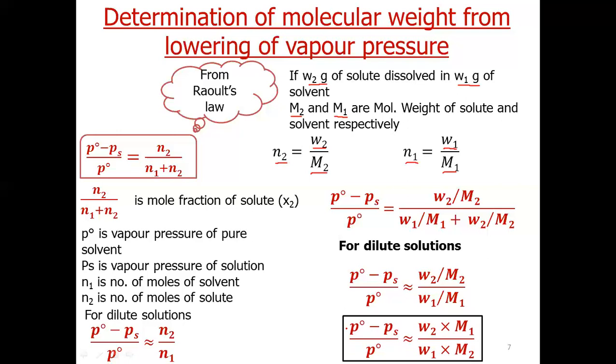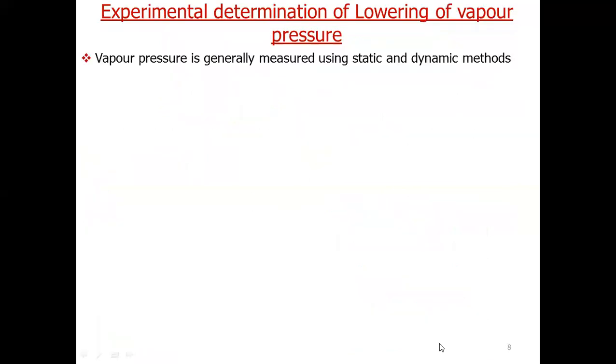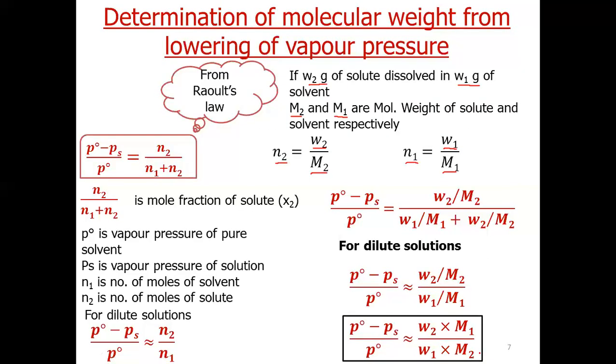So we can also write this. We can just rearrange it to (P naught minus Ps) by P naught is approximately equal to W2 into M1. M1 is in the denominator. When you solve this, it goes in the numerator: W2 cross M1 divided by W1 into M2.